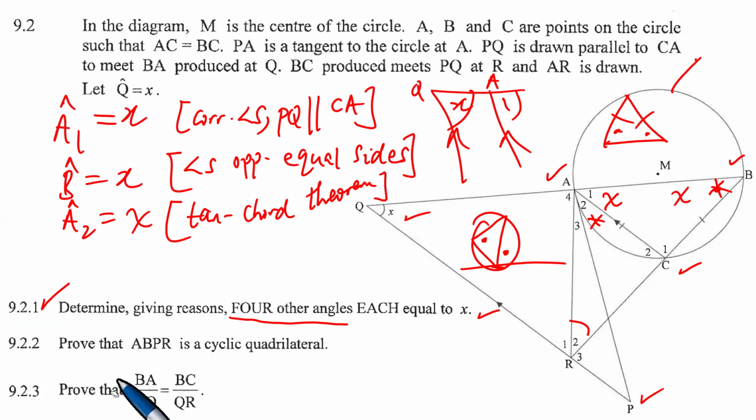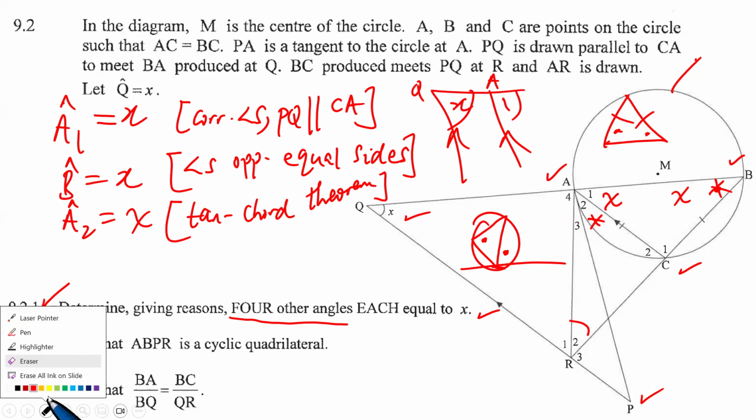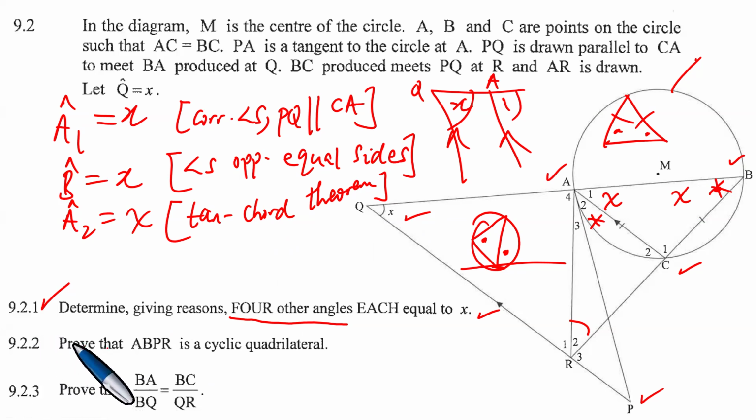Okay, turn chord theorem. So that A2 is equal to B, and B is already X, so this A2 is also X as well. So X there, X there, X there, X there.